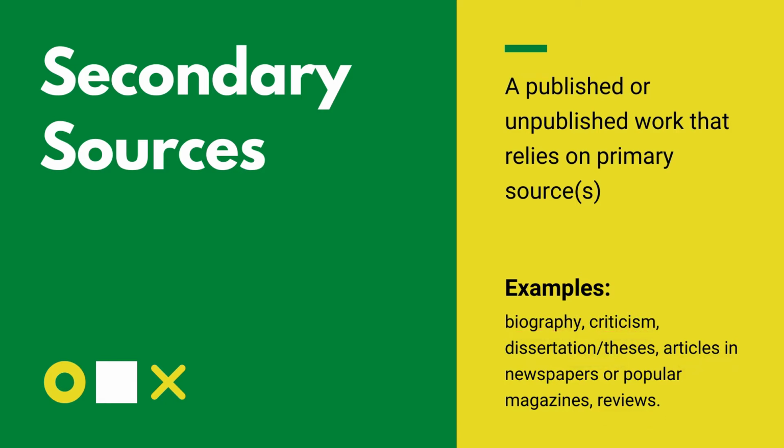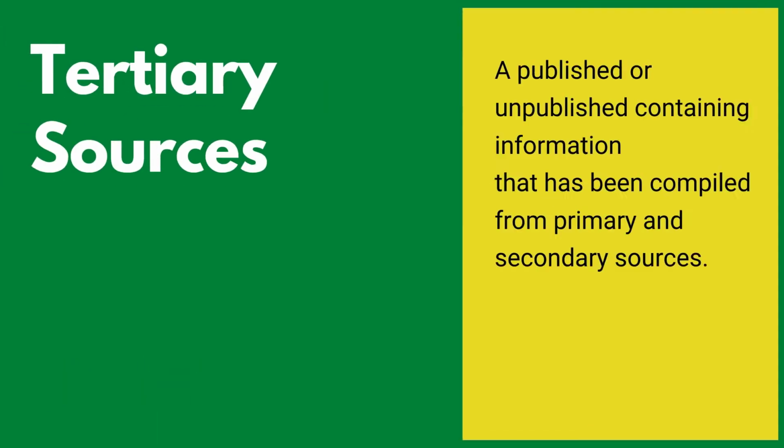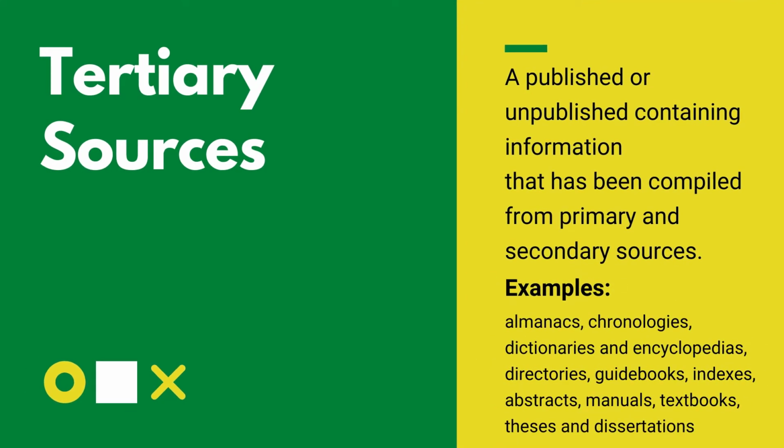The last type of information source is the tertiary sources. These are those used to organize and locate secondary and primary sources. In other words, it is a published or unpublished work containing information that has been compiled from primary and secondary sources. Examples are almanacs, chronologies, dictionaries and encyclopedias, directories, guidebooks, indexes, abstracts, manuals, textbooks, theses and dissertations, and even databases. These have online indexes that usually include abstracts for each primary or secondary resource and may also include a digital copy of the resource.